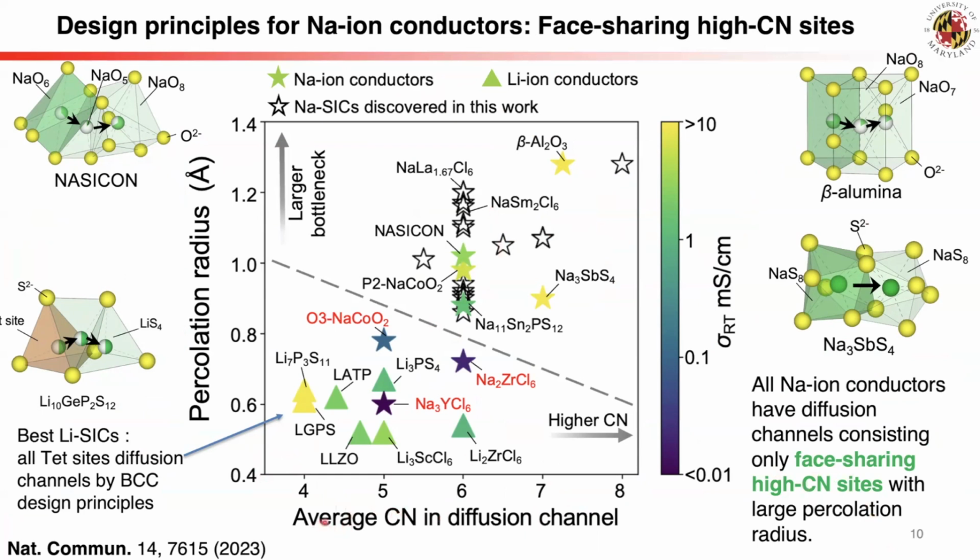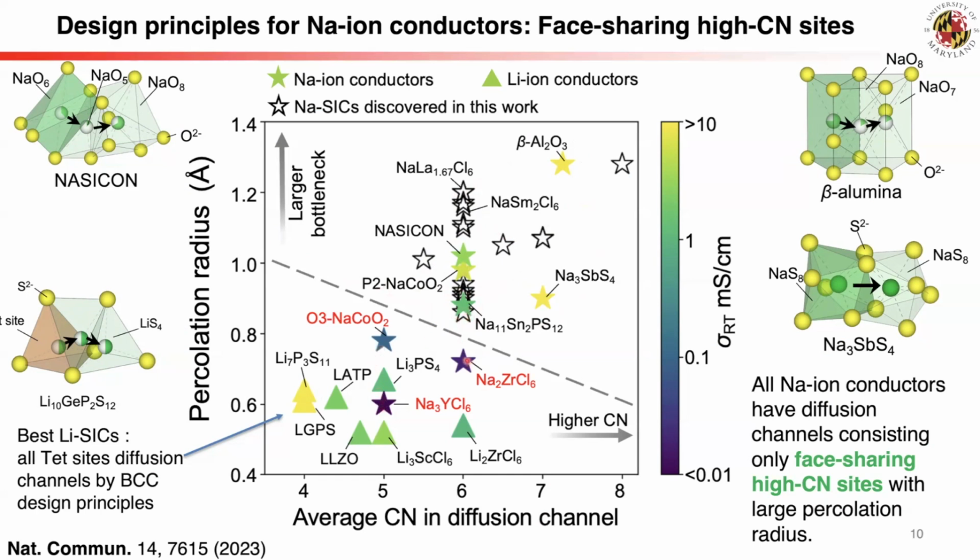Here we plot the average coordination number in the diffusion channel and the percolation radius for all sodium conductors, shown as stars, and lithium conductors, shown as triangles. The color code is their conductivity, where yellow means high conductivity and dark blue means low conductivity. As you can see, the best lithium conductor is at the lower left corner with 4 coordination in the diffusion channel, because that's given by the BCC anion design principle. The sodium conductors have higher coordination number, 6 or above, and also a large percolation radius.